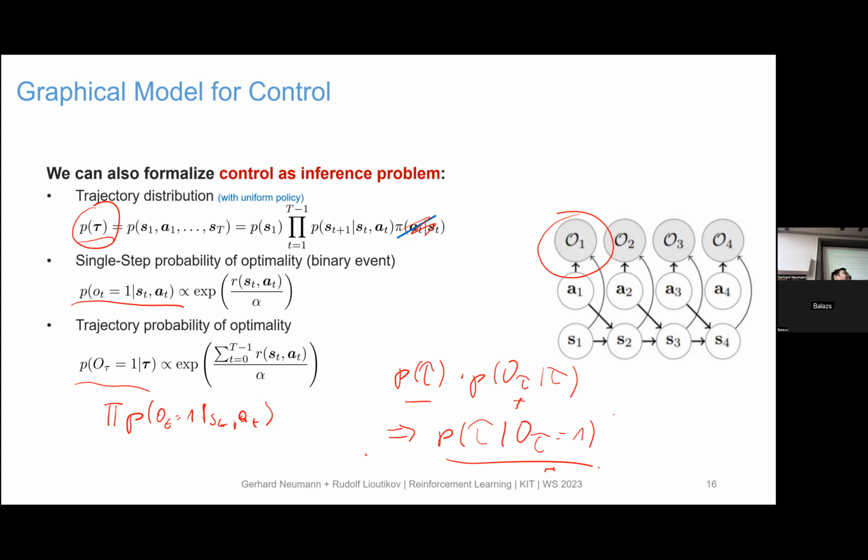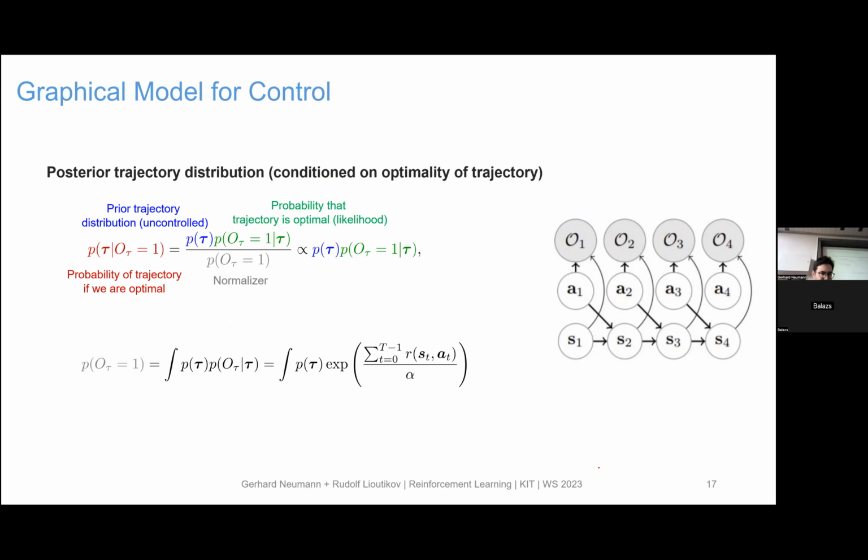Yes, the Bayes rule is 50% always the correct answer. Yes, of course, Bayes rule. The Bayes rule can be used to reverse conditional probabilities, isn't it? And that's what you see here. So I can use the Bayes rule to have the prior trajectory distribution, the blue one, times the probability that the trajectory is optimal, which is the likelihood, divided by the normalizer.